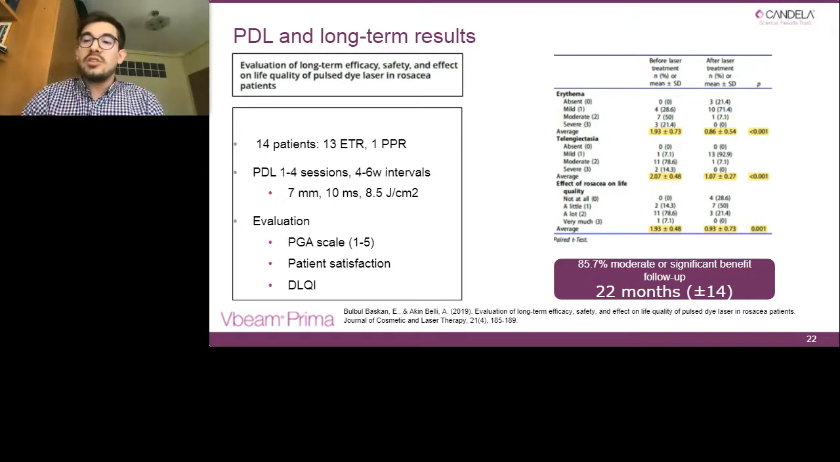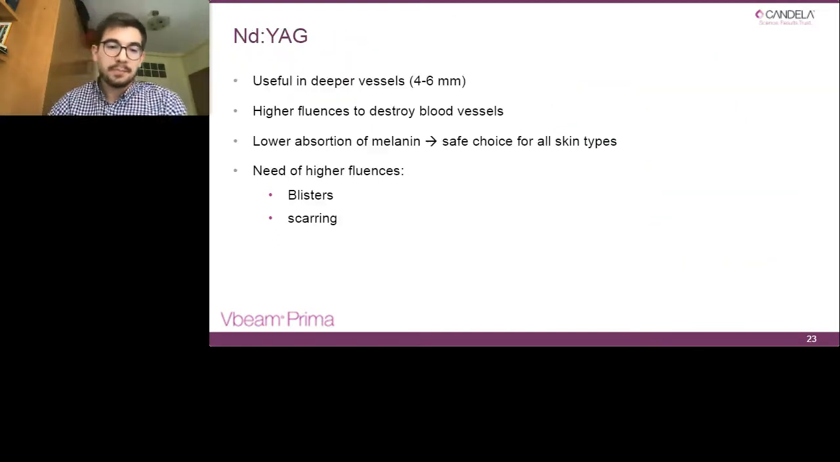So even though you just have between 1 to 4 sessions, most of the patients, even 2 years after having received these sessions, are going to express a moderate to significant benefit. It's not only to be able to improve the symptoms at the moment, but also in the long term, which is something very useful for you and something that you can explain to the patient.